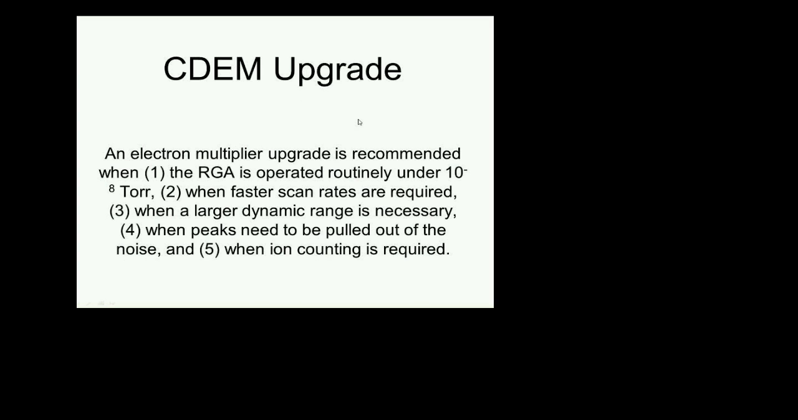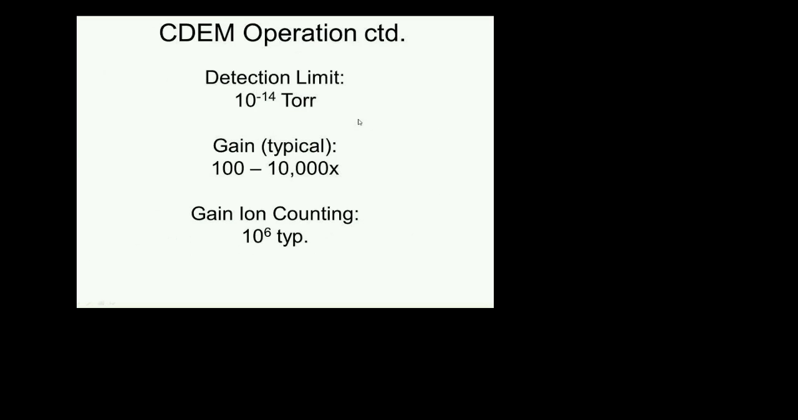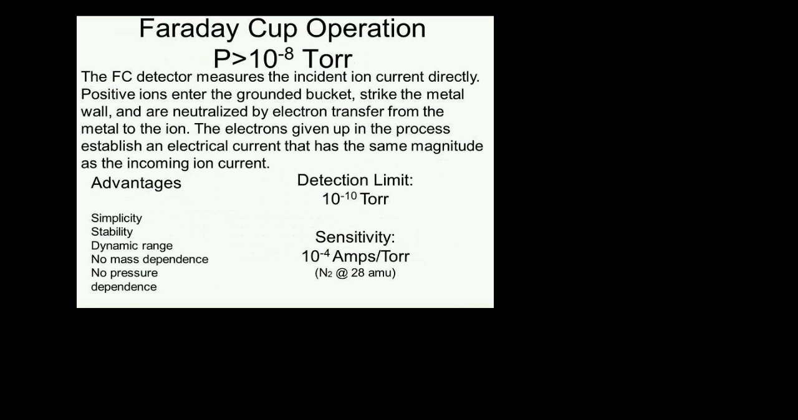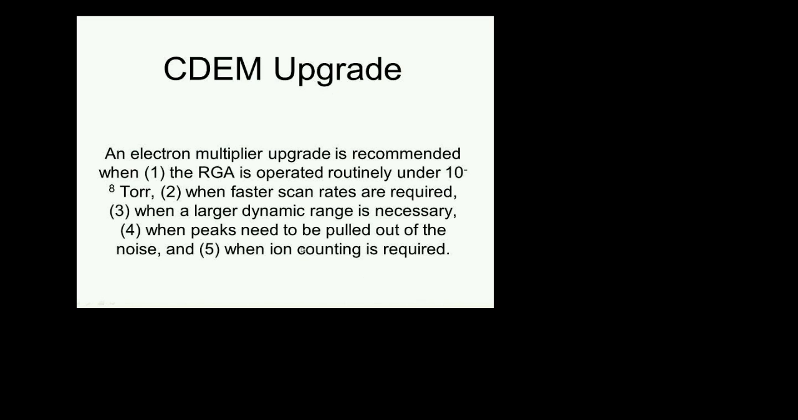Right? Now, on the other hand, okay, actually, let's leave it at that right now. The Faraday cup, by the way, too, is the one that sets the sensitivity of the device. So when you say an RGA has a sensitivity of 10 to the minus 4 amps per torr for nitrogen ions, that current is for nitrogen ions measured with the Faraday cup only. So the Faraday cup is the one that sets the sensitivity of the device.